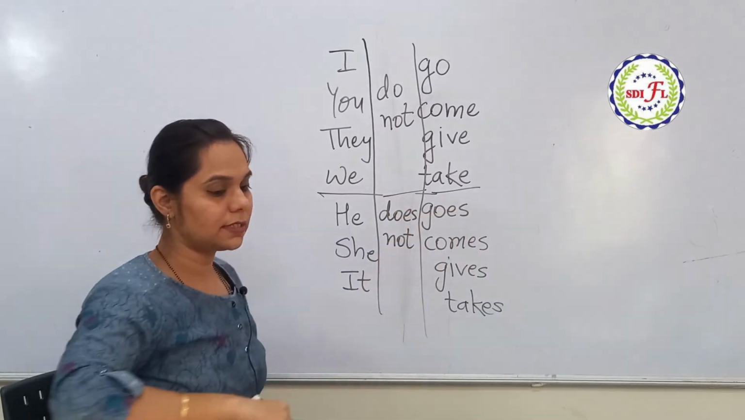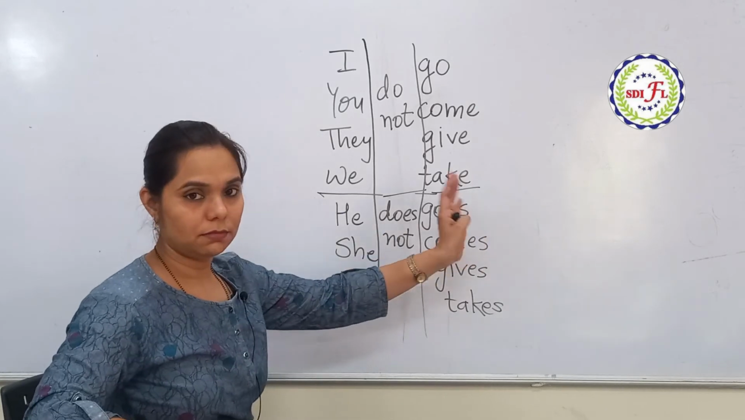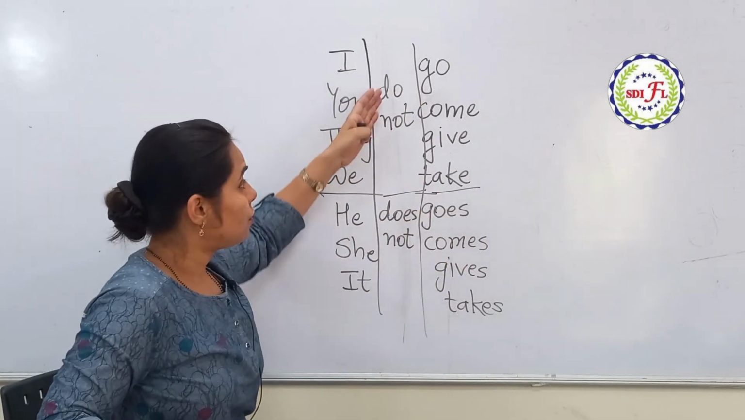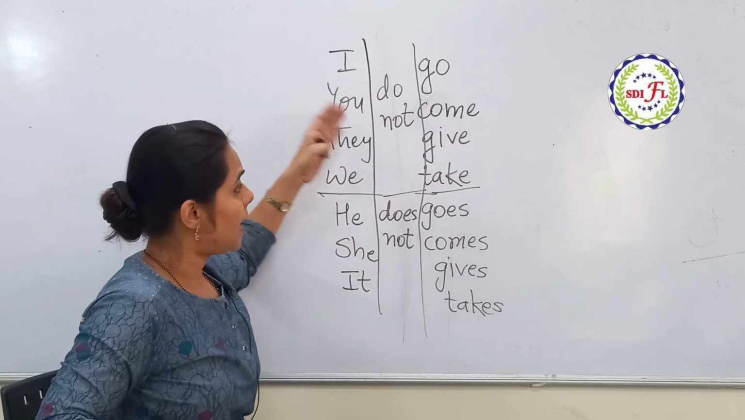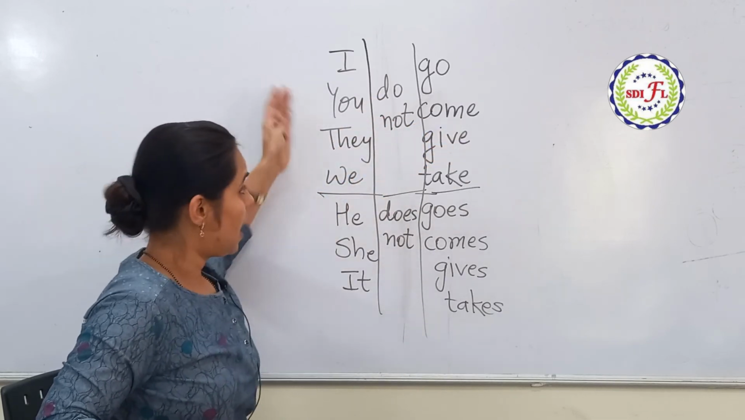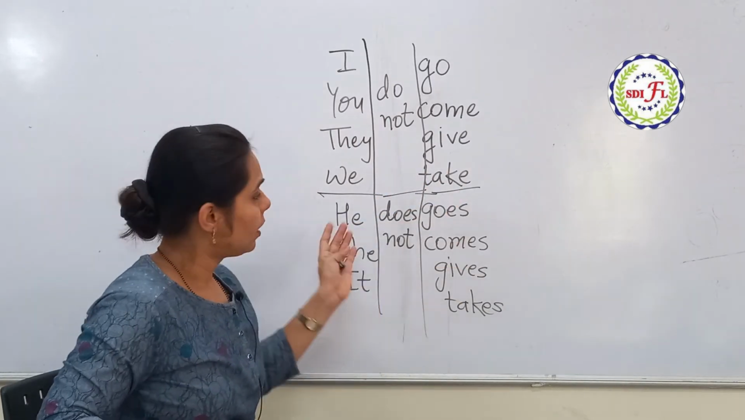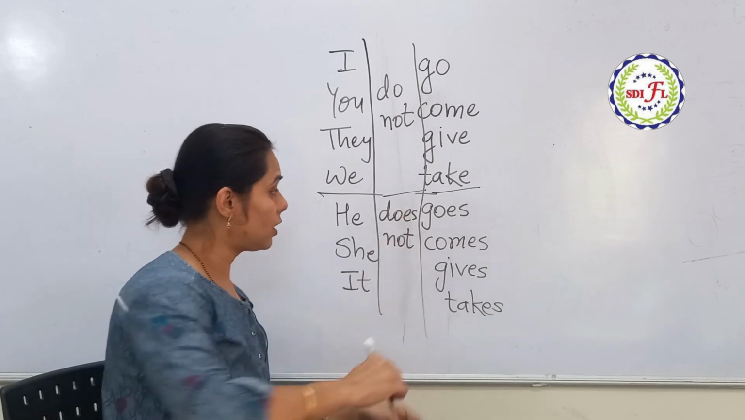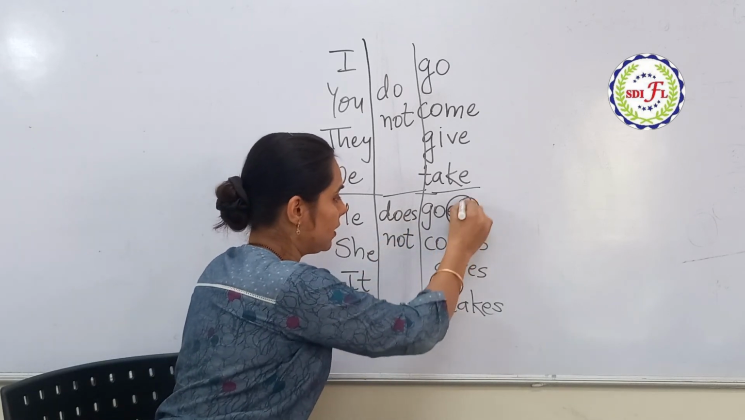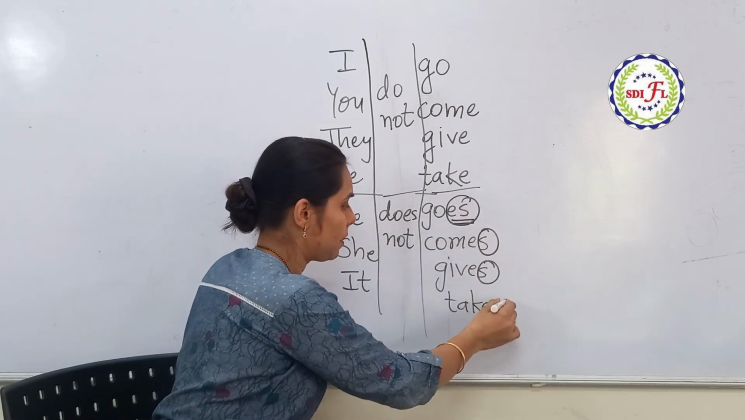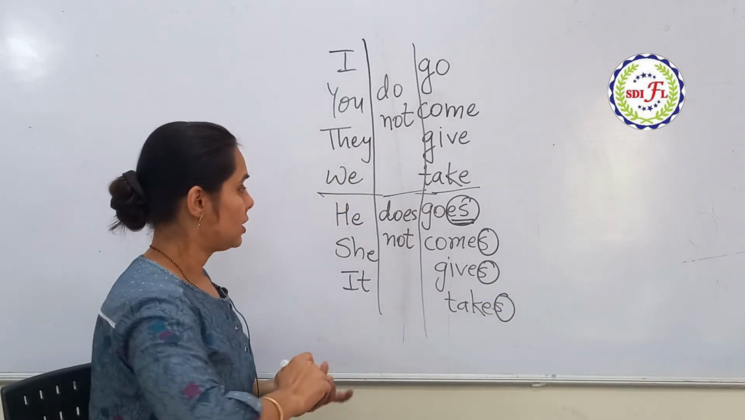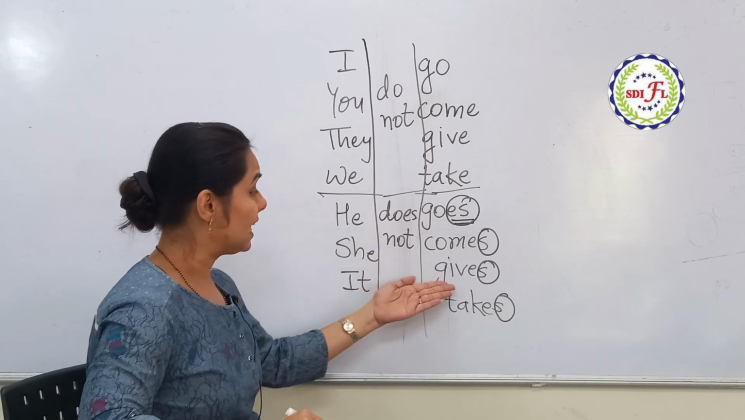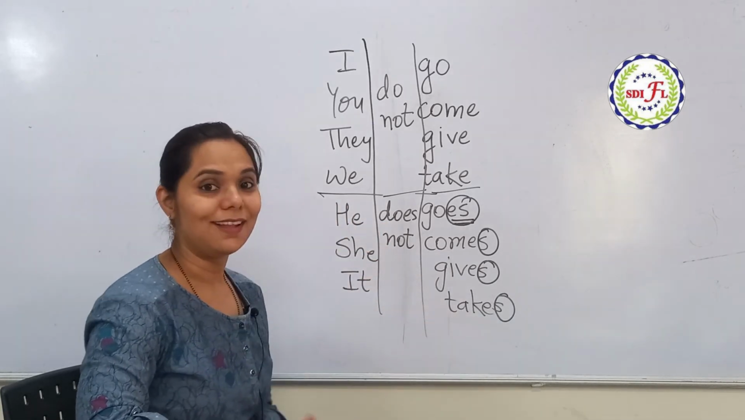The sentences can be preceded by many subjects, like I do not go to school, I do not come home, I do not give him money, I do not take any money. The same way, he does not go. The moment you use does not, this will be eliminated. This will be eliminated. Remember, this you need to tell the students. So, he does not go, he does not come, he does not give, he does not take, like this.